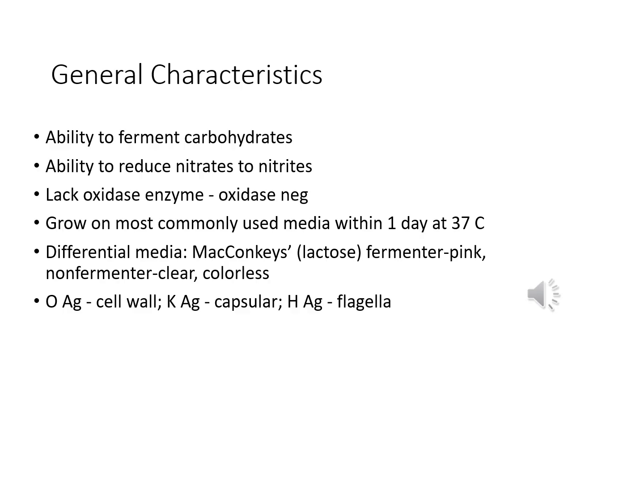Our organisms can contain different types of antigens. So an O antigen is found on the cell wall, the K antigen is found in the capsule, and the H antigen is found in the flagella. So there are some of these organisms that are notorious for having a capsule.